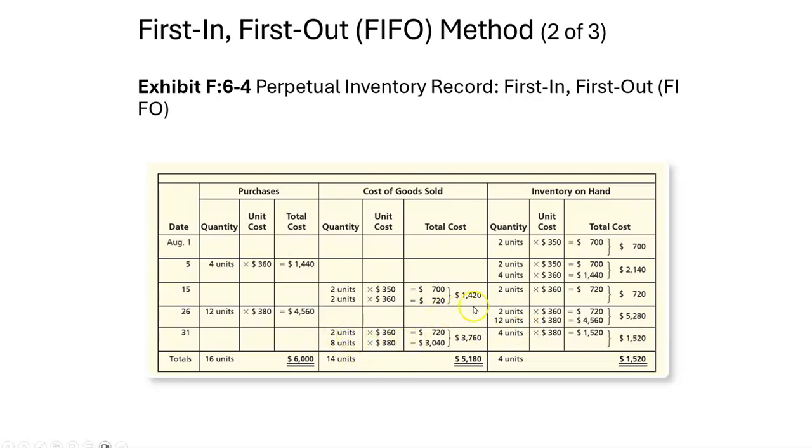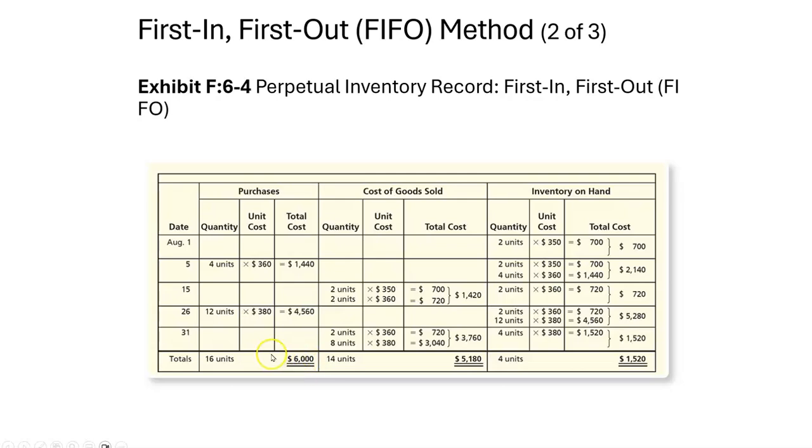Okay, I don't have 10 units to sell on the first level. I can only sell 2 of those units. So I sold 2 at $360 to wipe out this layer. Then I sold 8 of these 12 units at $380. Multiplied out for a total of $3,760. That leaves me 4 units left of the bottom layer here. So I sold 8 out of this 12. That leaves me 4 units left in ending inventory at $380 a piece for a total of $1,520.